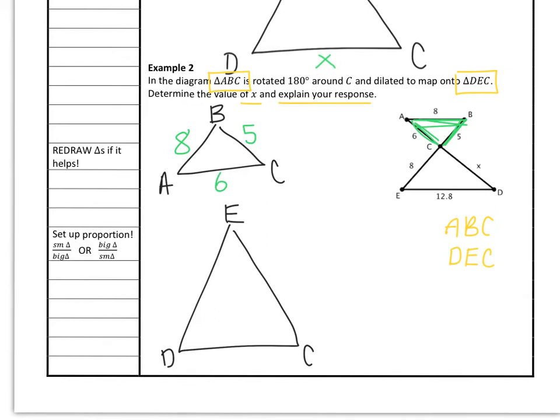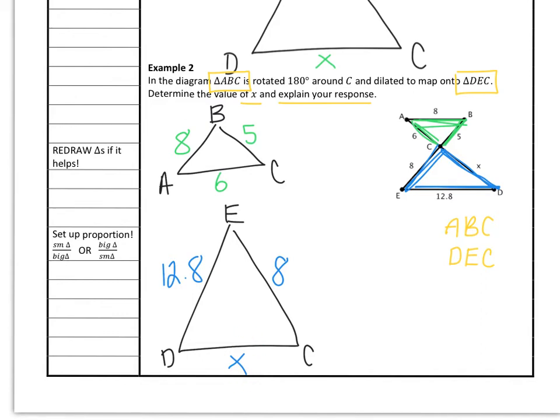Okay, I'm going to go to my next triangle. Let's see, C, D is where the X was, C, D is down here. CE was 8, and ED was 12.8. So at this point, I have my two triangles labeled, and I have three sides up here. I only have two sides down here, but remember, our goal is to actually find X.